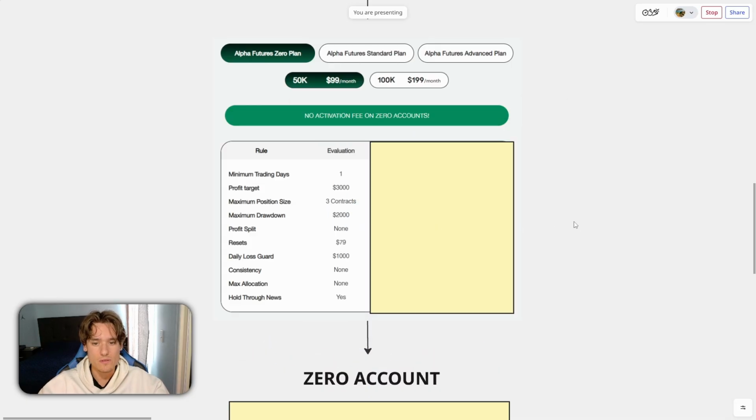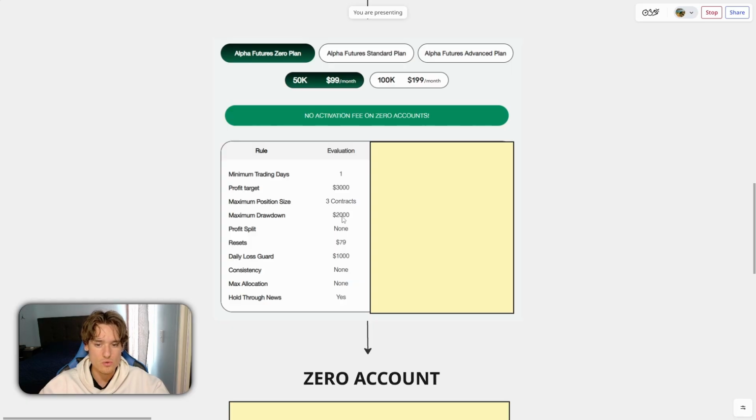So evaluation, what is evaluation? That's pretty much just proving to the firm that you are actually trustworthy with their capital to then start taking out payouts. So for the evaluation, you have a minimum trading day of 1 day. So you can pass this account in literally 1 day. You have to have a profit target of $3,000 and you cannot hold more than 3 contracts, which is Nasdaq contracts. Looking at MNQ, which is a micro mini, you can have up to 30 contracts, more than enough.